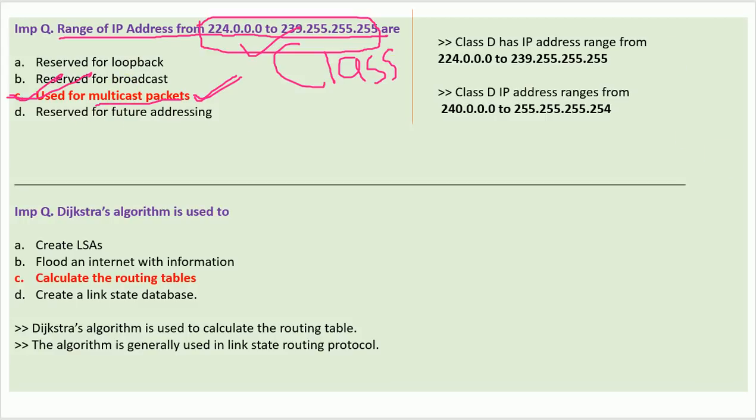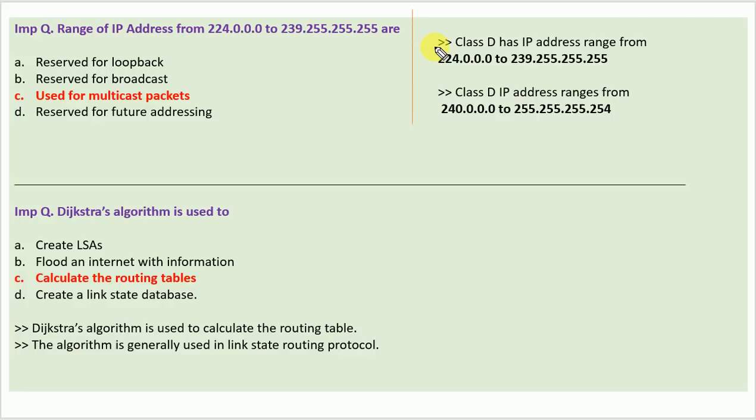And in the previous video, I think some typing mistake was there. The class D IP address range is basically 224.0.0.0 to 239.255.255.255. I already told you it's class D, and class E starts from 240 to 255. Okay, so I hope it's a basic thing.